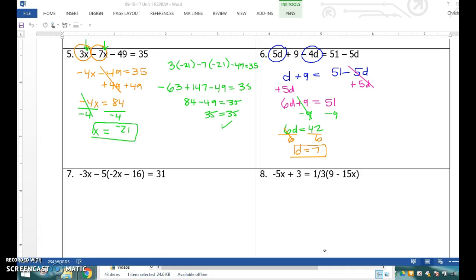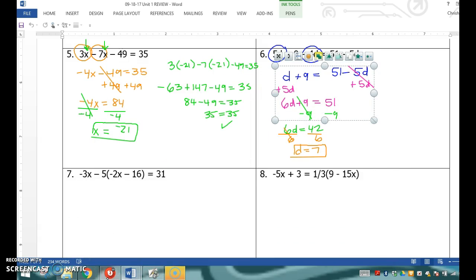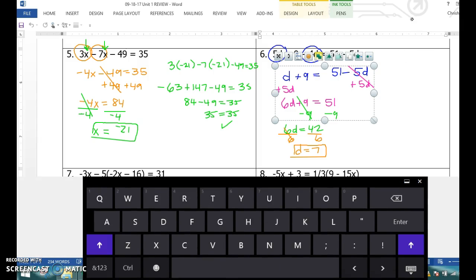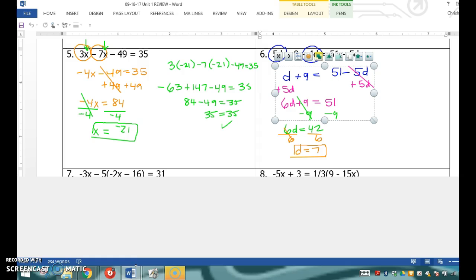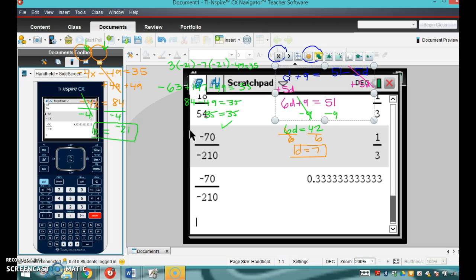Let me get my calculator up so I can show you how we can check this using our calculator. So my original problem was 5d plus 9 minus 4d equals 51 minus 5d. So I'm going to use substitution. My answer was 7, remember.